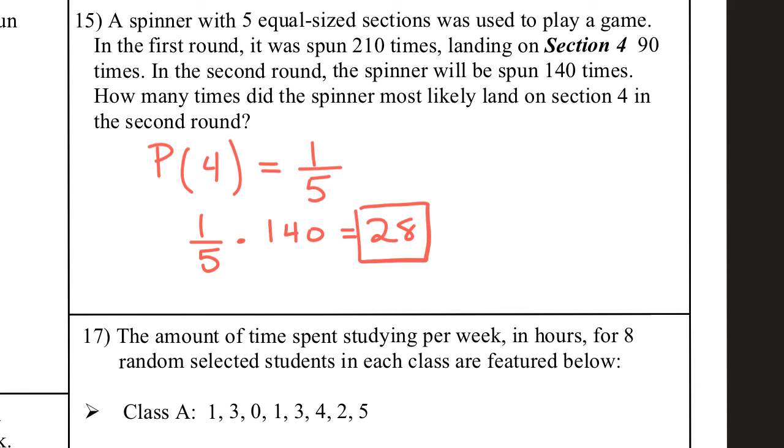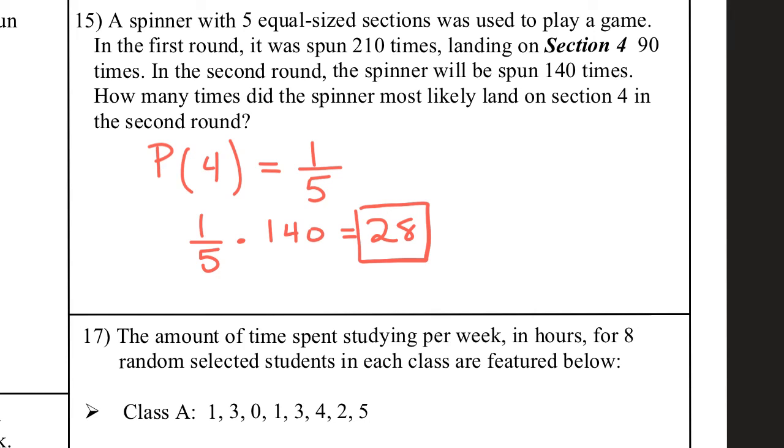If you're having trouble understanding why it's 1/5 and why we're not using 90 over 210, think about me flipping a coin 10 times. I might get a heads 9 out of 10 times. That doesn't mean the probability of a heads is 9/10. The experimental probability is 9/10, but when I flip that coin on the 11th time, it's still a 50-50. It's still 1 over 2 that I get a heads.